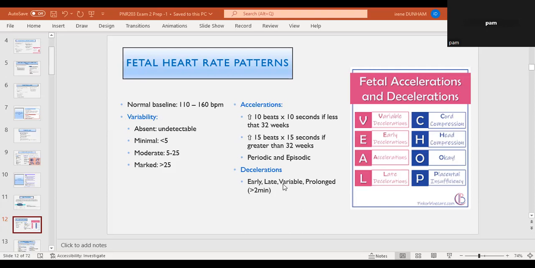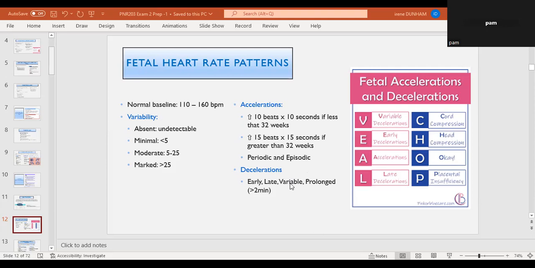Okay. All right. Then you get variables. Now, variables are caused by cord compression. So baby sometimes grabs onto his cord. And when he does that, I always say, let that cord go. And sure enough, baby let go of the cord and his heart rate comes back up. A variable is a sudden drop in fetal heart rate with a sudden increase. It goes down quick and goes back up to baseline quick. Those are called variables.